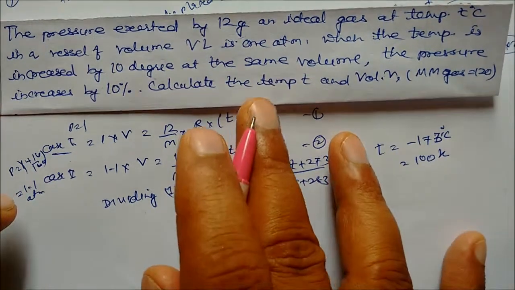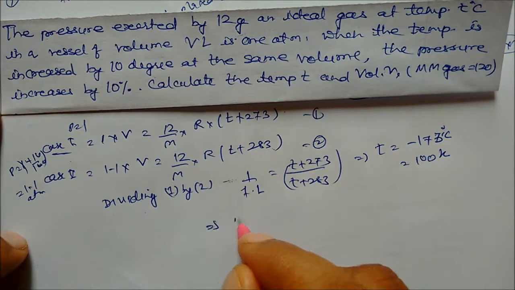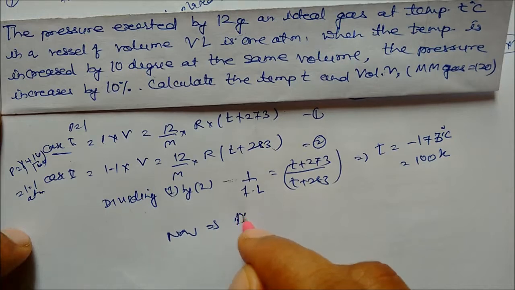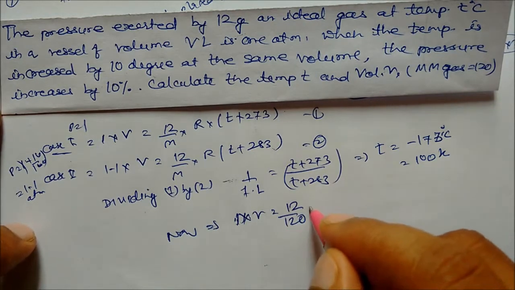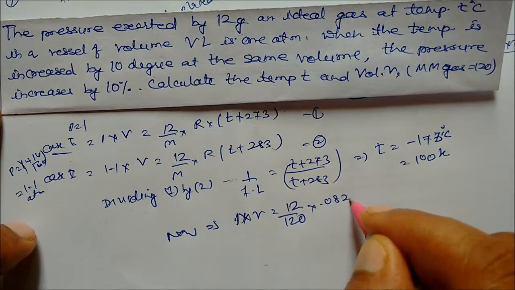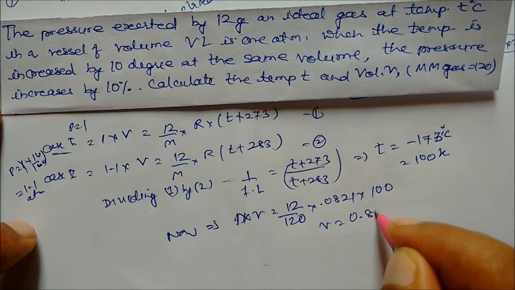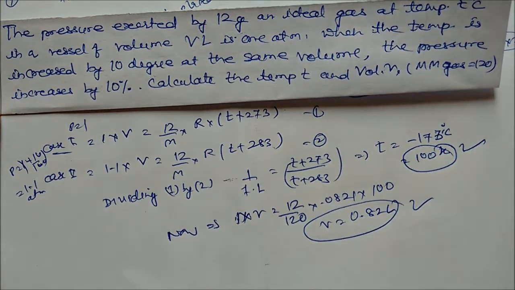Now you can find the volume. So what is the pressure? So 1 into V will be 12 by 120, and again if you multiply it with 0.0821 into 100, here the volume will be 0.82 liter. So we got the volume also, we got the temperature. So this is our answer.